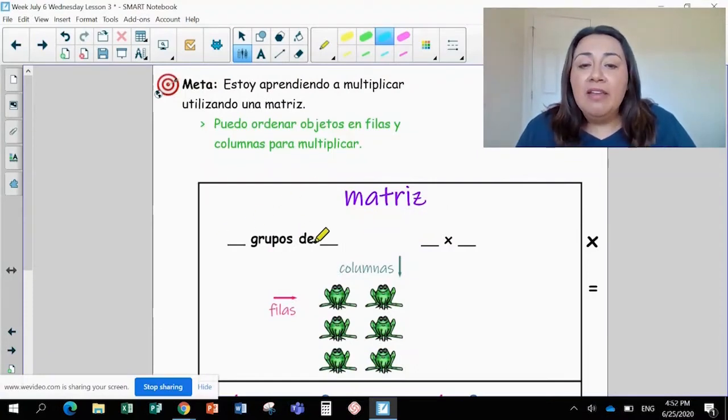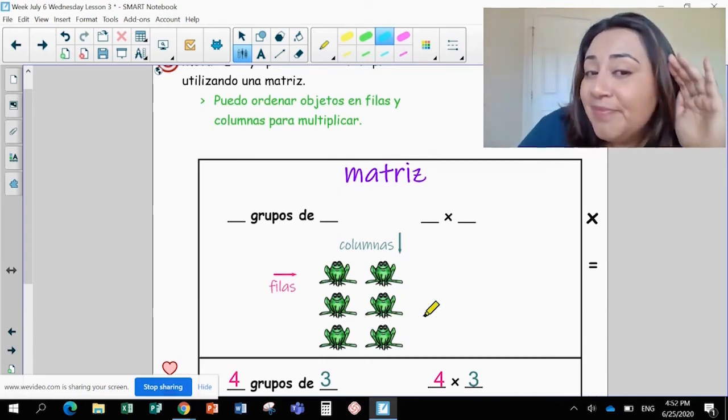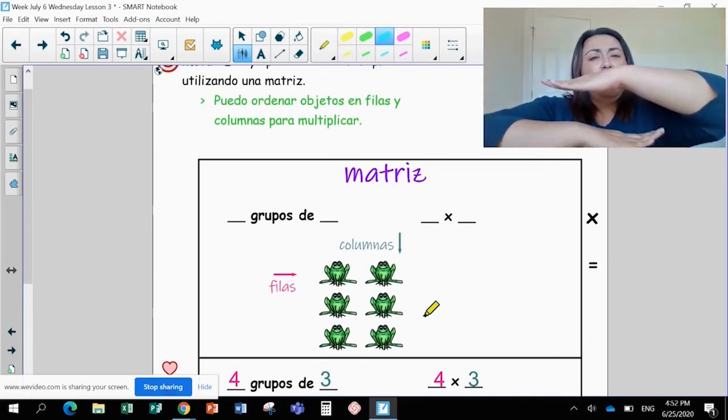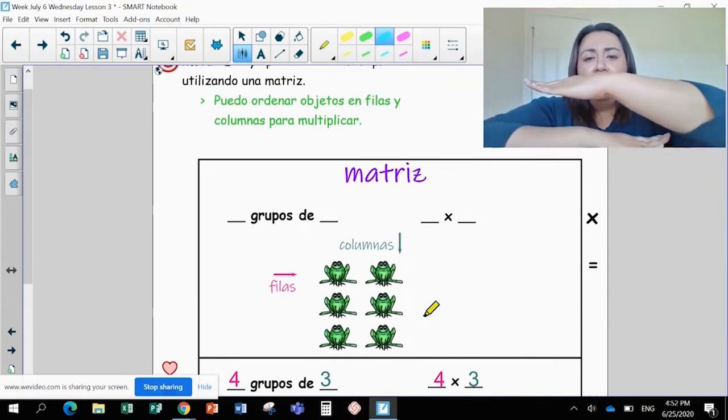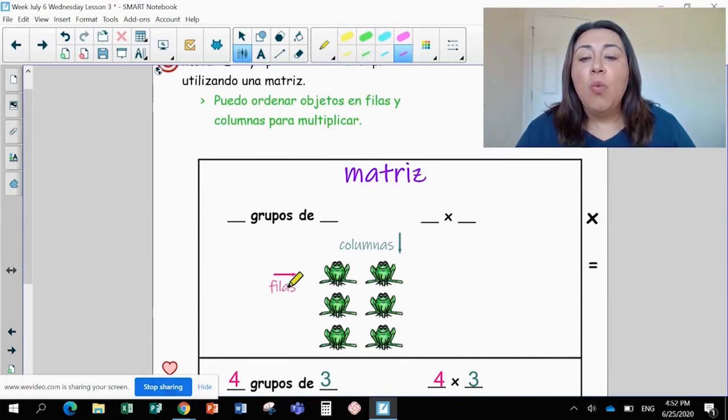¿Cuántos grupos de o cuánto por cuánto? En esta primera imagen pueden ver que regresaron las ranitas del día 1. ¿Cuántas ranitas tenemos? ¿Cuántas filas y cuántas columnas? Las filas en una matriz son horizontales. ¿Pueden hacer esto conmigo? Horizontal. Y las columnas son verticales. Entonces, las filas nos dicen cuántos grupos hay. ¿Cuántos grupos? Así que vamos a contar las filas.